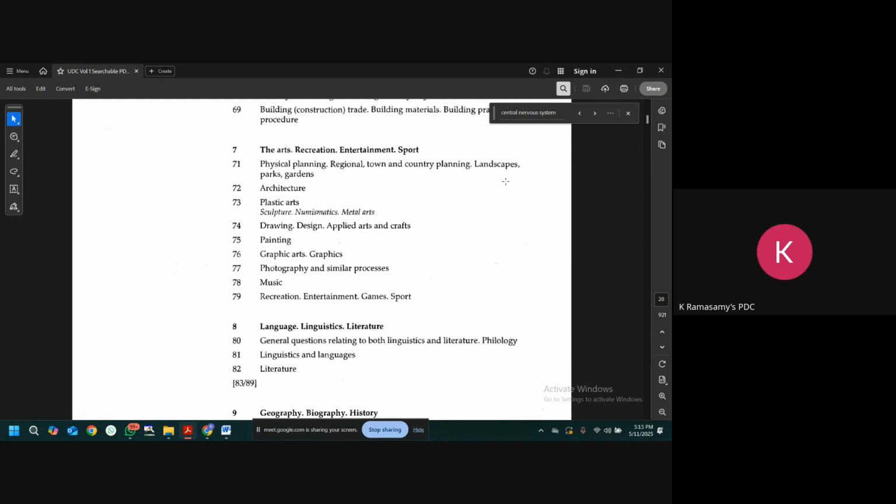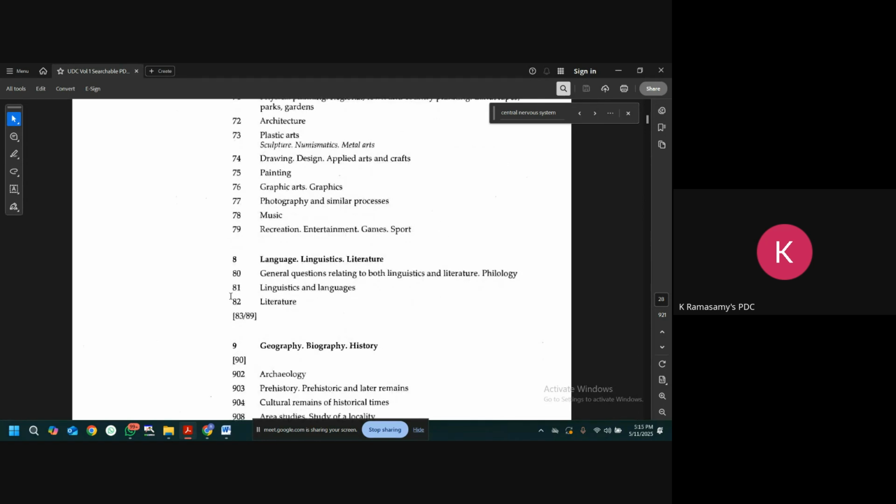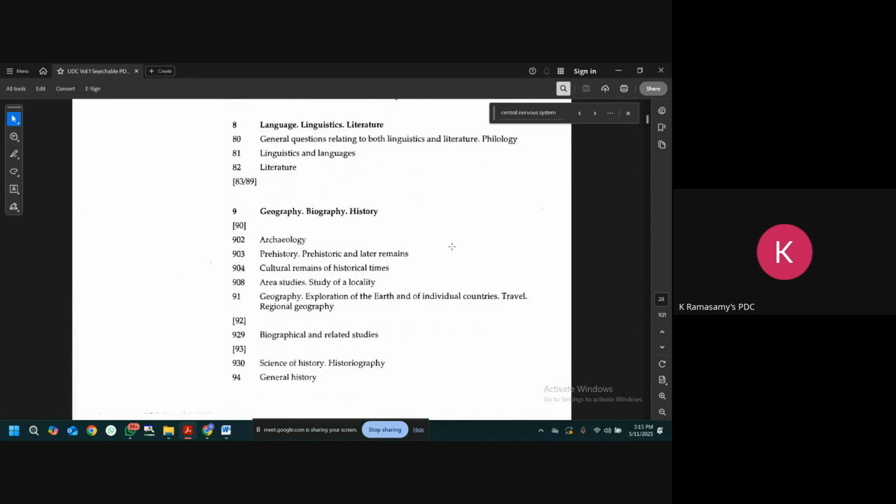Here they have combined whatever is available in DDC in 400 and 800. Both are merged together and they are placed in 8 itself in the case of UDC. So 8.1 stands for languages and 8.2 stands for literature. Then comes 9. 9 includes subjects like archaeology, history, geography, and biography. So these things are there.